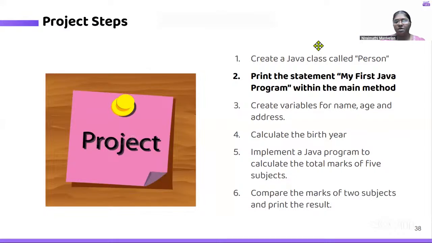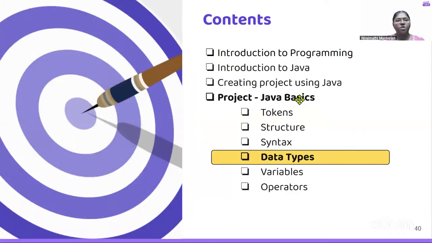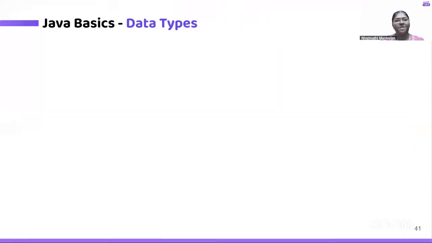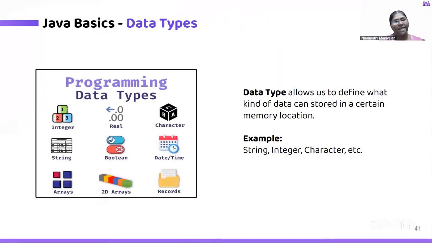So this we have done. The next concept that we are going to learn about is data types. In simple terms, a data type is nothing but the type of data that we are going to store inside a memory location. For example, if I store my name, that is string data. And if I store my age, that is a number. For example, string, integer, character, etc.